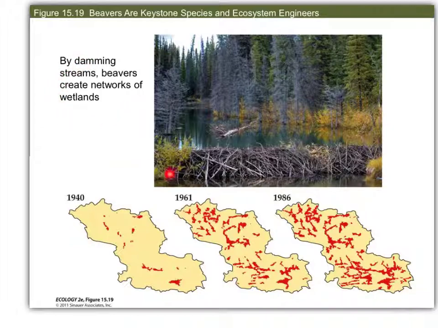As you know, beavers build dams, and they can dam up the water systems of flowing water and therefore create wetlands in different areas. And these maps show how the overall percentage of wetland and changes in stream flow can occur over time just with the presence of beavers, from 1940, from 1961 to 1986, the extensive network of wetlands that are created by beaver populations in particular areas.